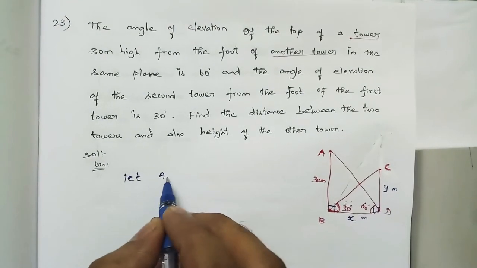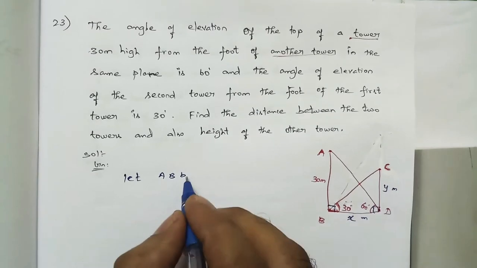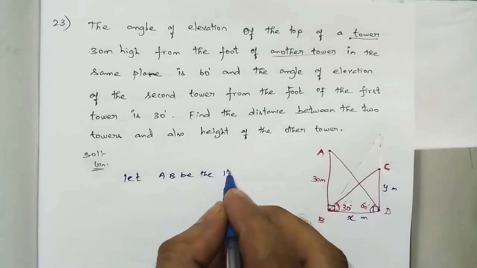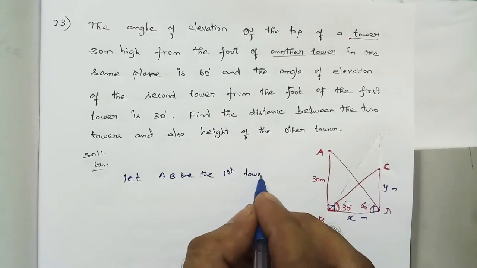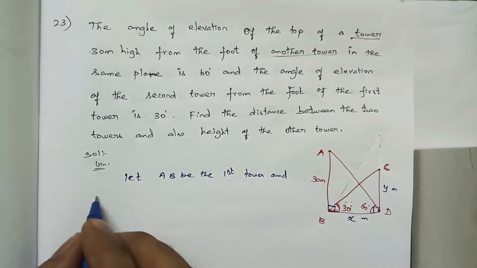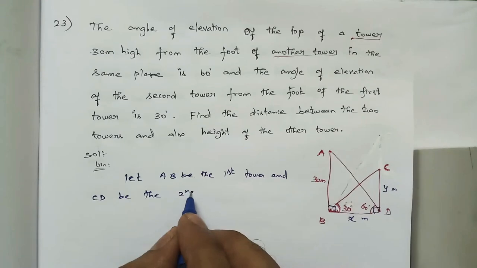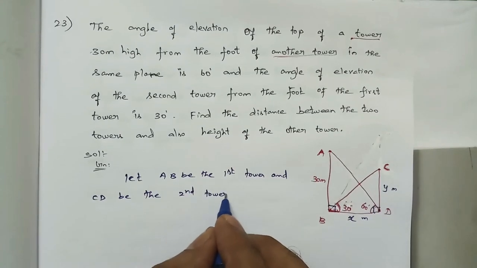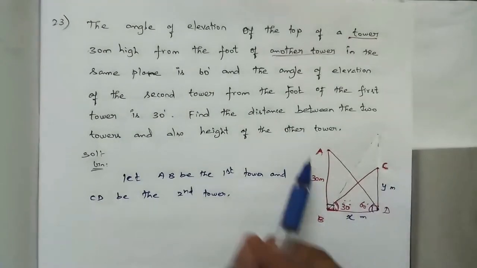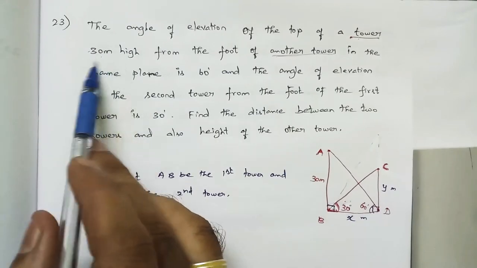Let AB be the first tower, right? And CD be the second tower, right? They have given that the height of the first tower is 30 meters.